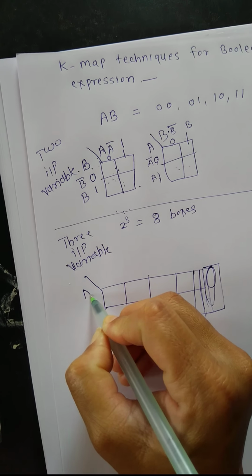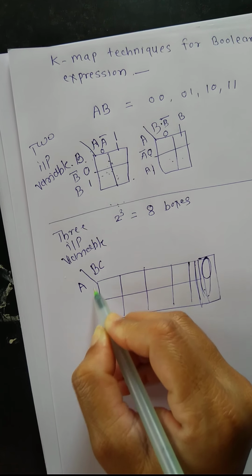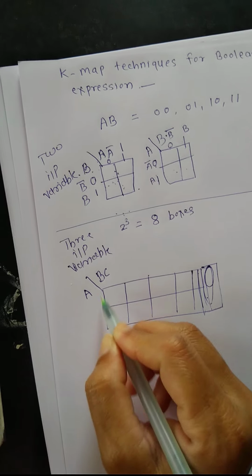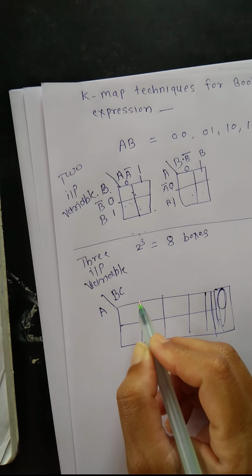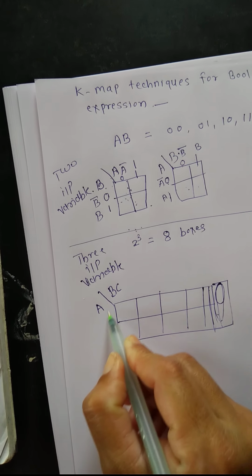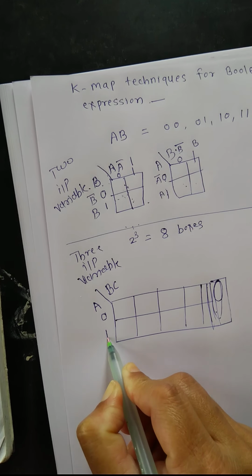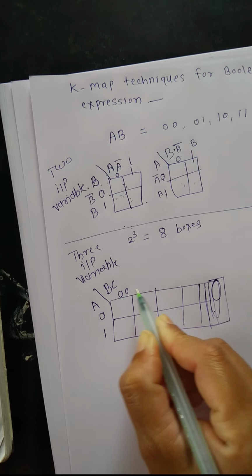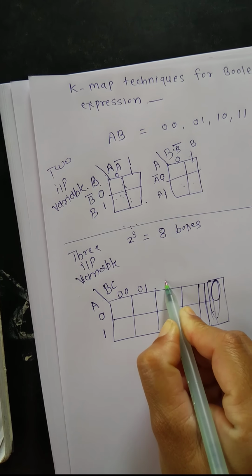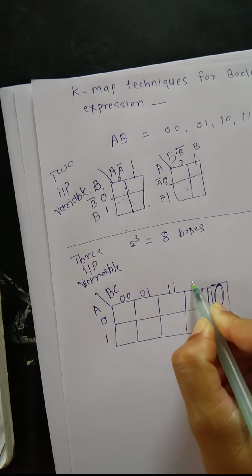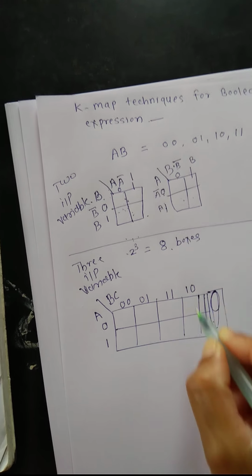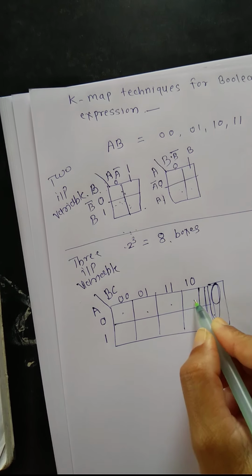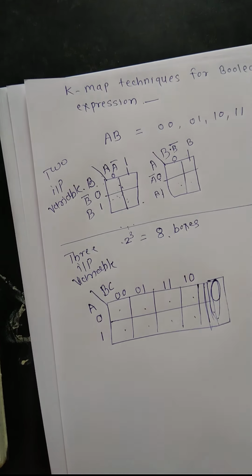So here is the A input, here is the BC, and in this row and column there are the logic 0 or 1 values to enter inside the boxes. For A, here is a 0, here is a 1. For BC, here is 0 0, 0 1, then put 1 1, and here is 1 0. That is the sequence. For three variables, there are 8 boxes: 1 2 3 4 5 6 7 8. This is the structure for the 3 input variable.